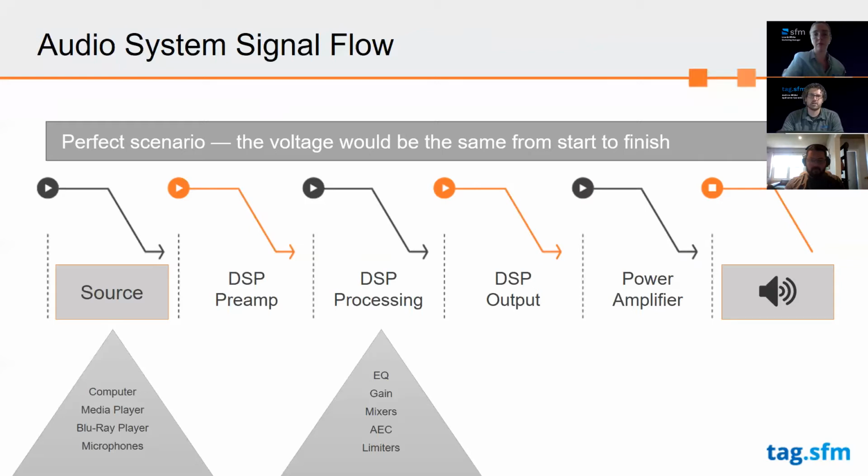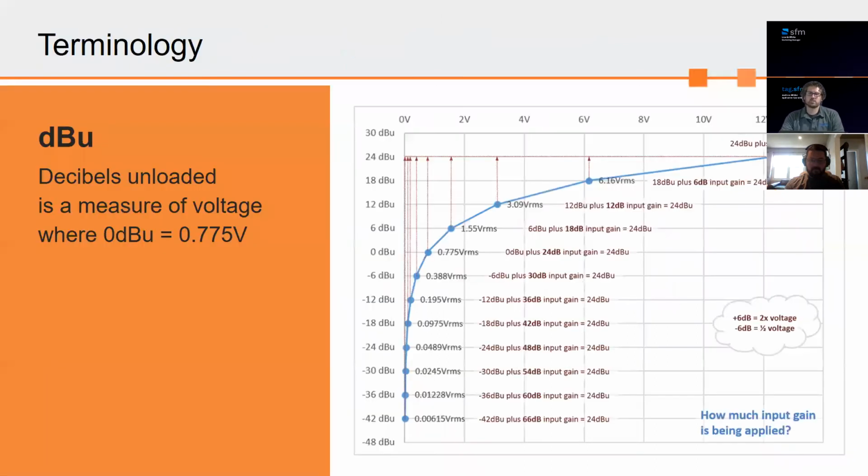A Blu-ray player at consumer level does not output the same level as a microphone or even a professional audio device. So let's jump right in and go over some terminology to make sure we all understand what we're discussing when we talk about gain structure. The first one most of you might recognize is dBu, which is decibel unloaded. It's just a measure of voltage where 0 dBu is 0.775 volts.